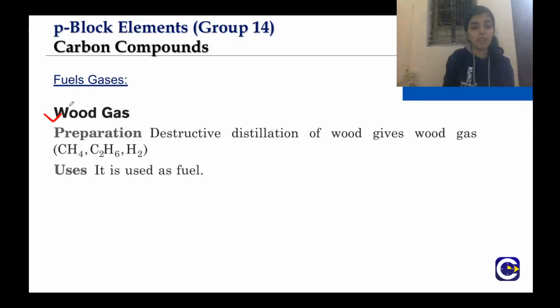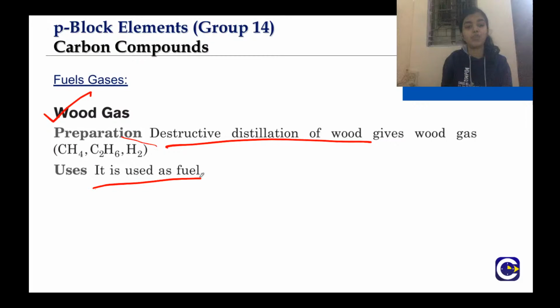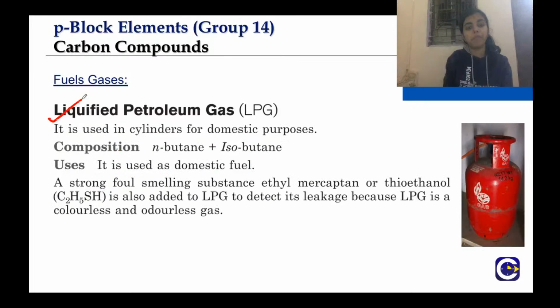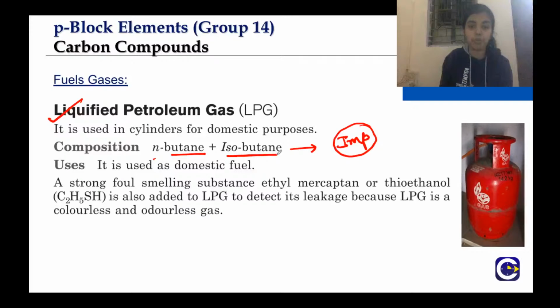Now, next is wood gas. Again, destructive distillation of wood will give you wood gas, and it is also used as a fuel. Next is LPG, I hope all of you are familiar with this, right? Its composition is very important, and you should know that LPG consists of butane and isobutane, and it is used as a domestic fuel.